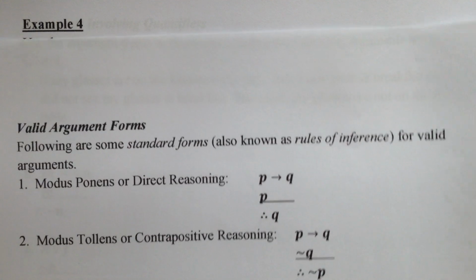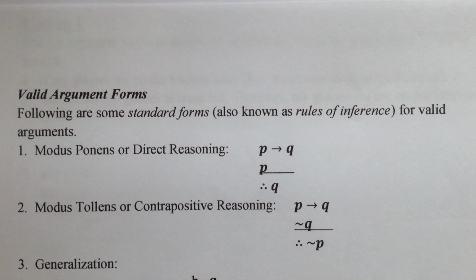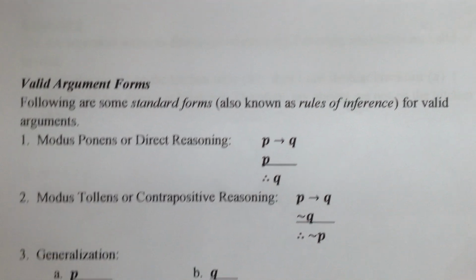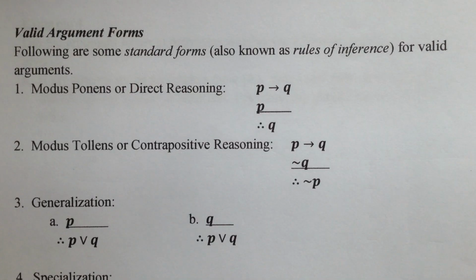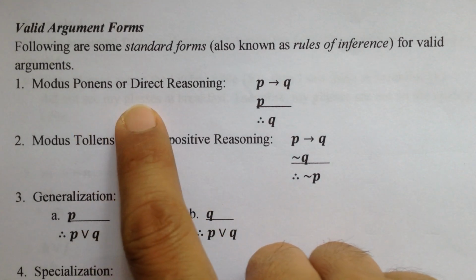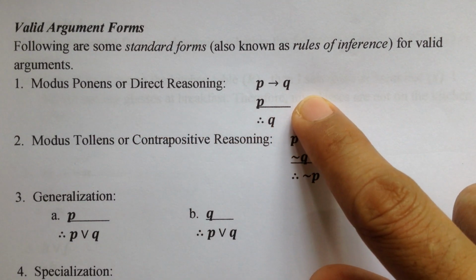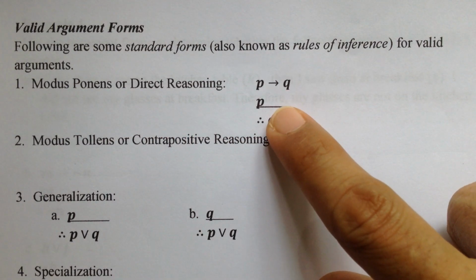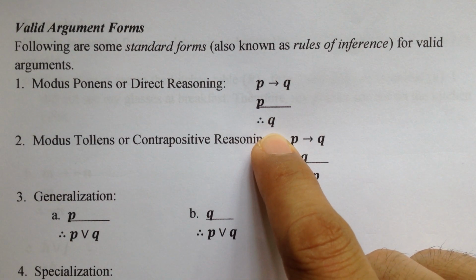Okay? And these are the argument forms which are already considered to be valid. These were proven, of course, by using the truth table. Okay, the first one is called modus ponens, or the direct reasoning. It is of the form P implies Q for your first premise and P for your second premise. Therefore, the conclusion is Q.